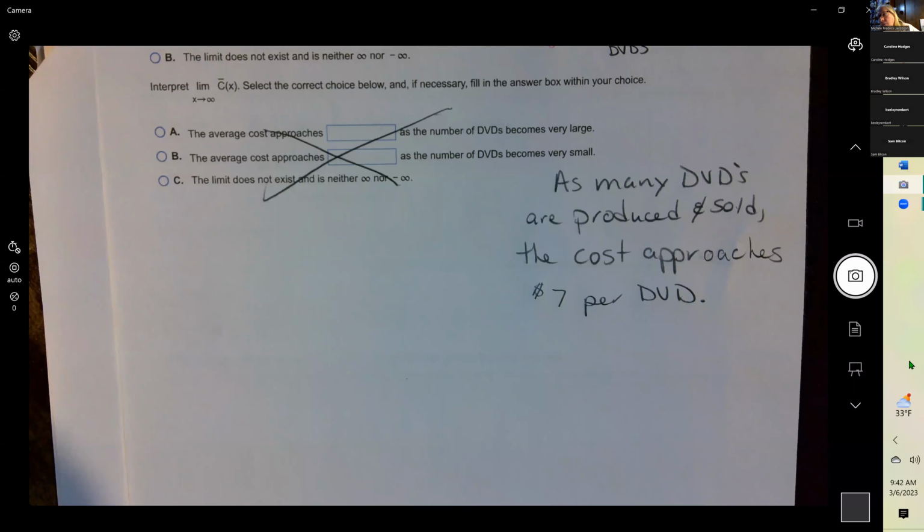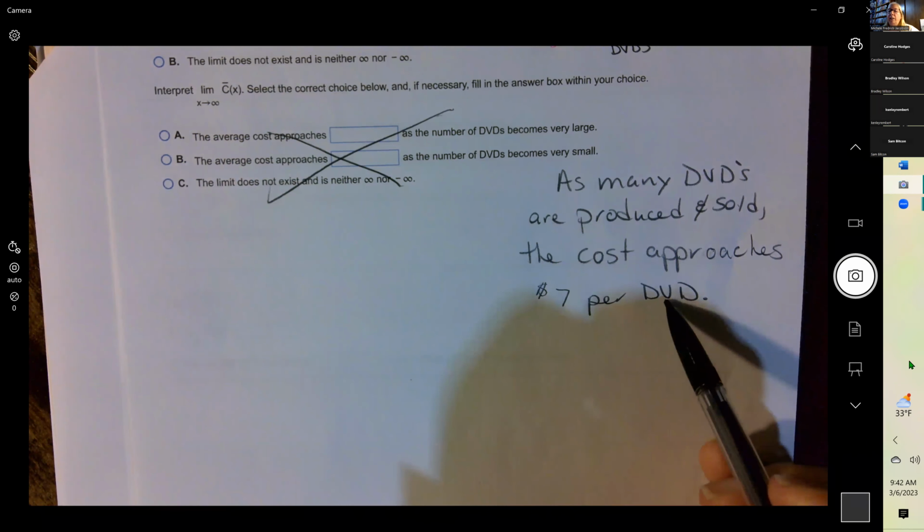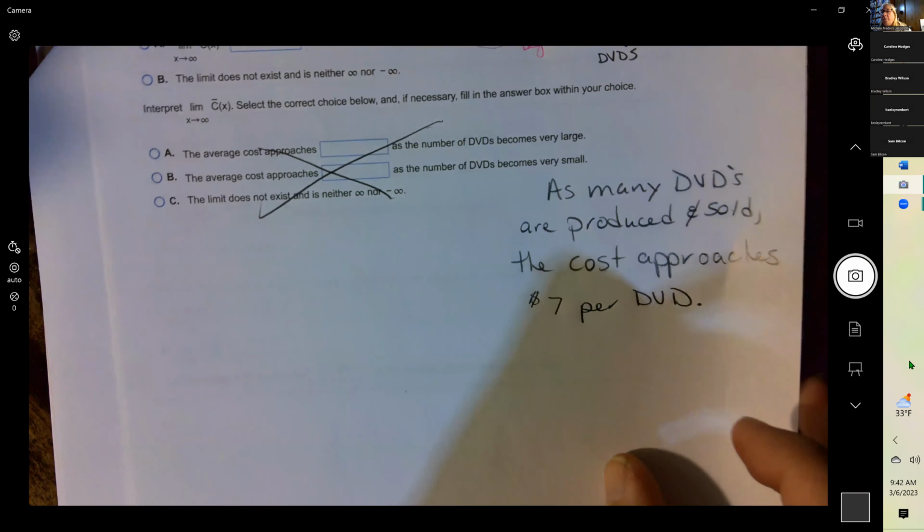What it's letting you know is when you're having them produced, you should be able to find a cost of $7 each, or you need to keep looking. Find a company that will produce them for you.